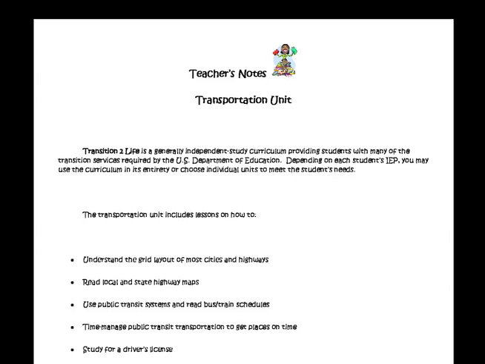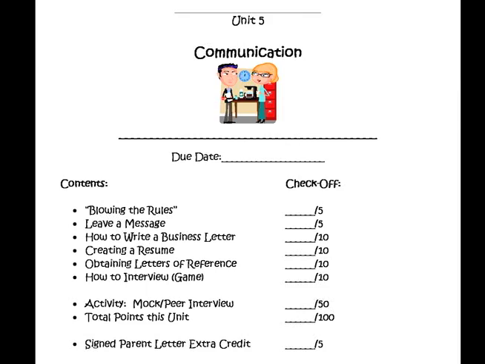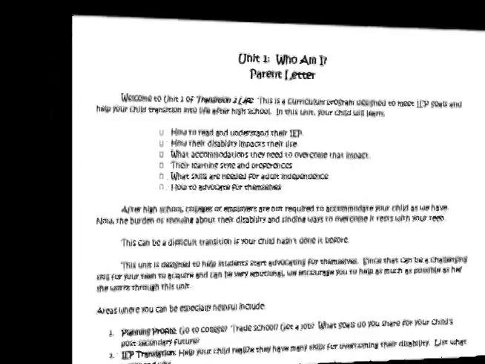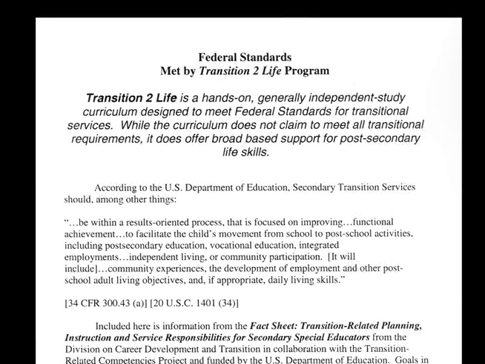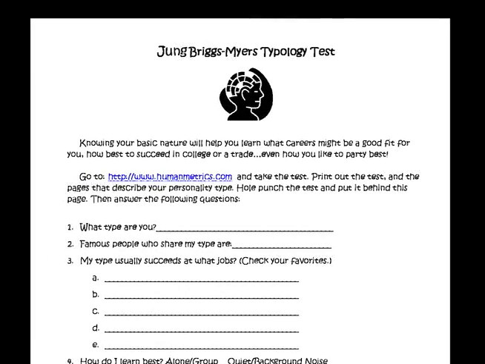So to review, your teacher's manual provides you with teacher's notes, which provide a list of materials needed for each unit, a grading sheet with a flexible grading system for each unit, parent letters to meet federal guidelines and provide verification that you are providing transition services, an answer key for all the units, a list of federal guidelines for transition and a record of guidelines met by this curriculum, an ITP bank from which you may select goals for annual IEPs, and copies of the student workbook pages for your reference.